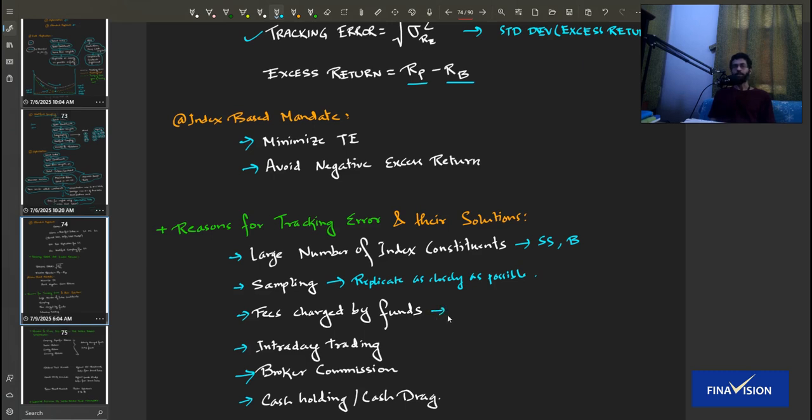Fees charged by funds. This can be reduced by reducing the turnover, reducing the trading volumes, right? So, turnover has to be reduced. Then, intraday trading which results in tracking error. This can be solved by trading as close to end of day as possible. EOD trading. Broker commissions, obviously this can be solved by choosing the right broker and negotiating. Then cash holding and cash drag. This can be solved by minimizing the cash holding and also by using derivatives.